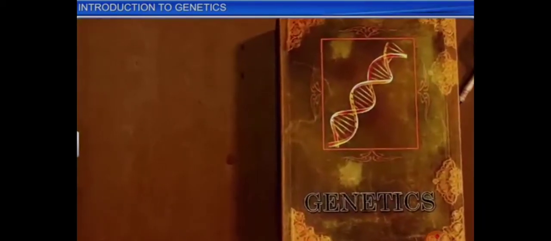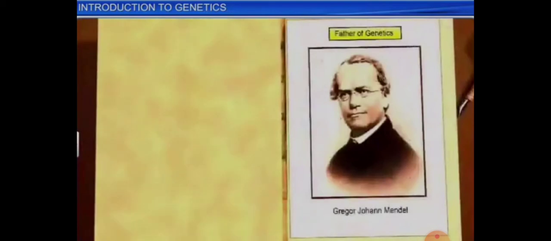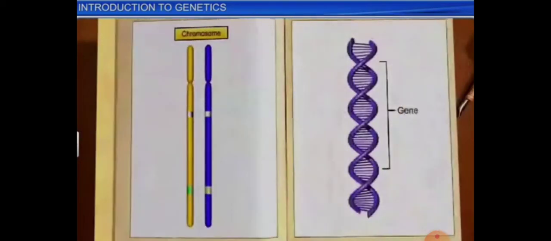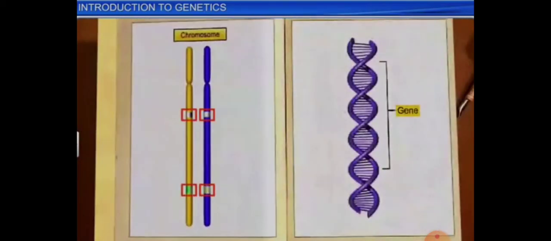So firstly, let us study the term gene or a factor. It is a functional unit of hereditary material, that is DNA. So in other words, it is a unit of DNA that is responsible for the appearance and inheritance of the character.